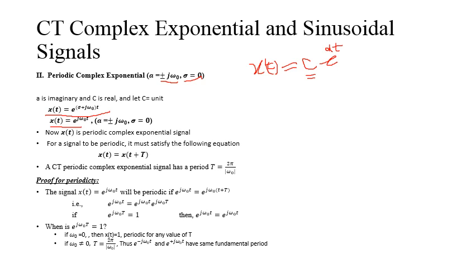For a signal to be periodic, it must satisfy the equation, that is x of t should be equal to x of small t plus the capital T, where capital T is the period of the signal. So if any signal satisfies this condition for all t values, right? So if x of t satisfies this condition for all t values, then we say x of t is a periodic signal.